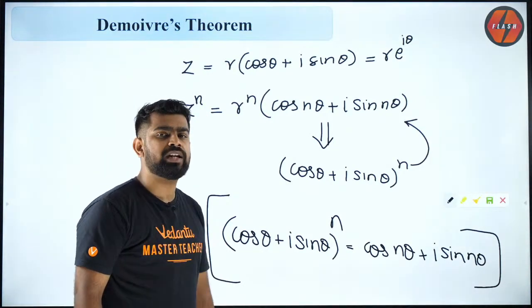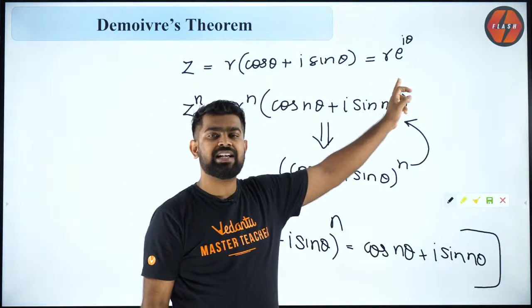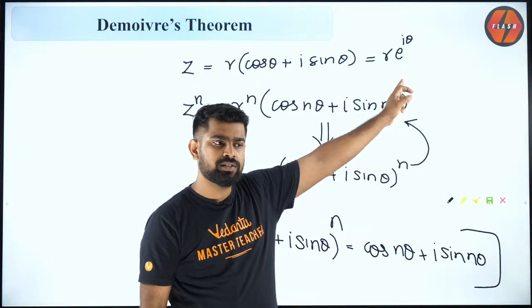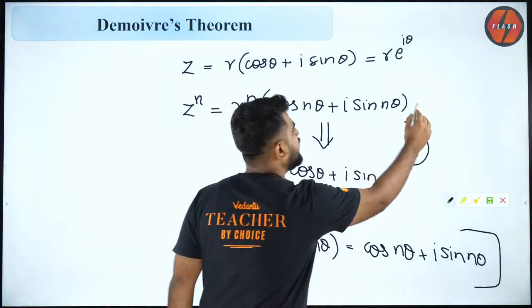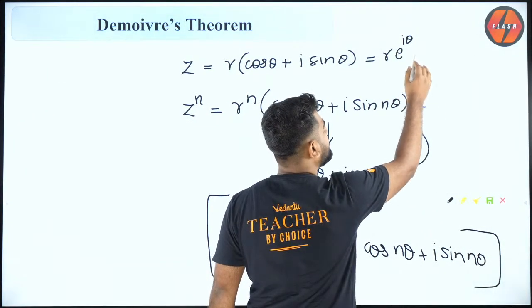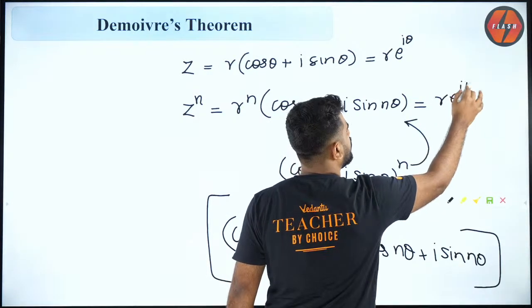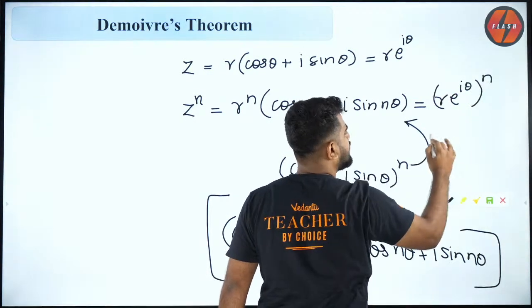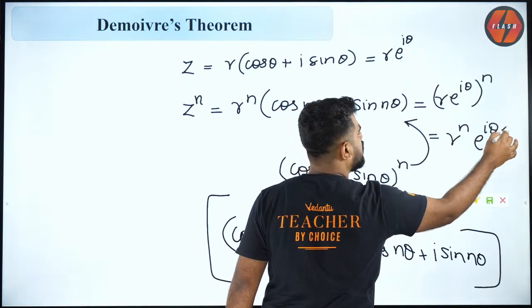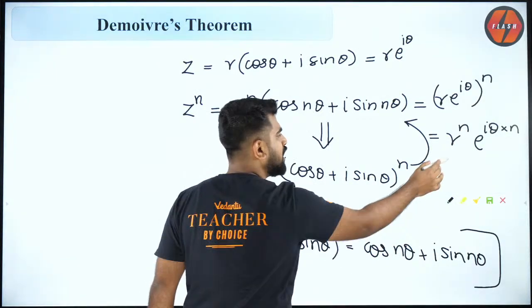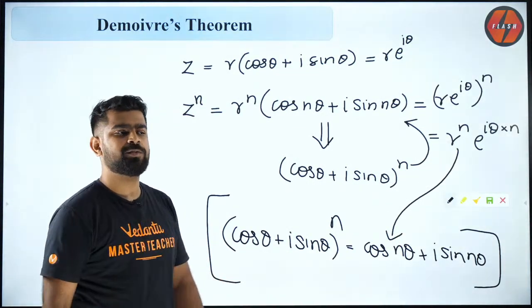Yes, Rameshwaran, I'm coming to that. So guys, can I write the same z as r e to the power iota theta? So can I say z to the power n can be written as r e to the power iota theta whole power n. So this can be written as r to the power n into e to the power iota theta into n. Don't you agree this is right? So that is how De Moivre's theorem works.